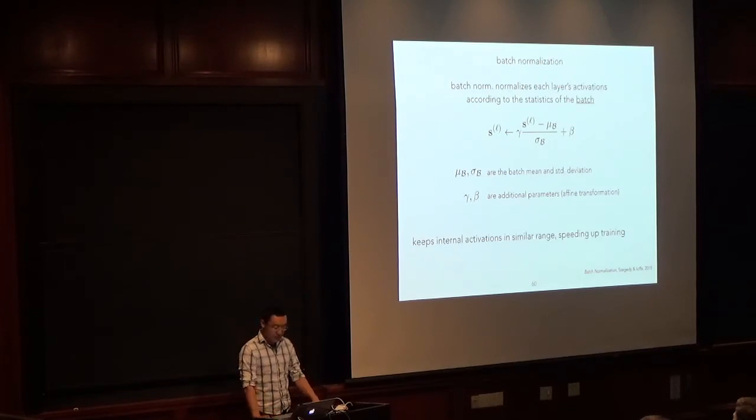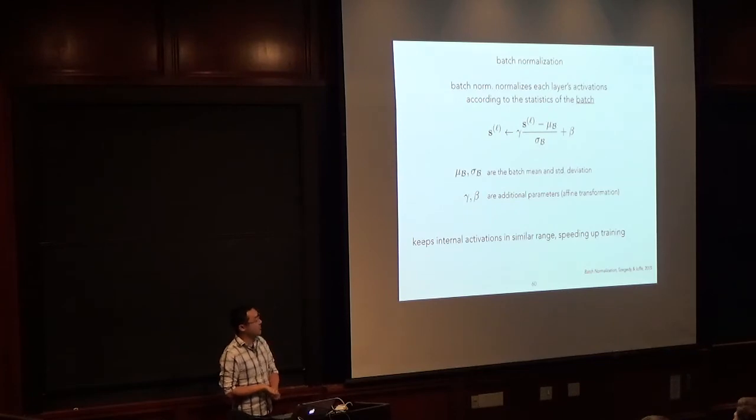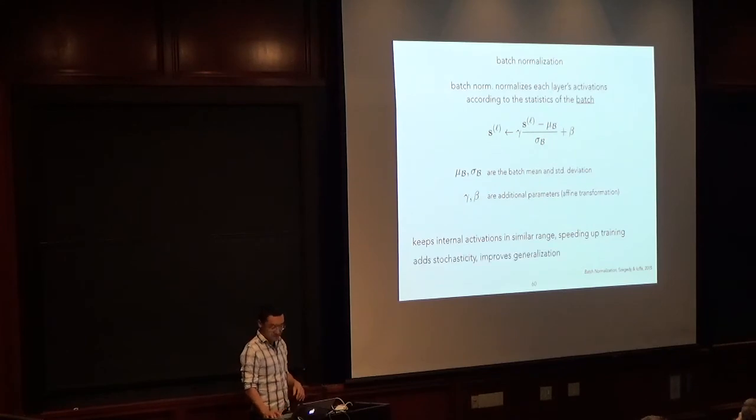Batch normalization, for reasons that are still not completely understood, was able to significantly speed up training of neural nets. So, we're doing this transformation of each layer's activations while we're doing stochastic gradient descent. And there are some reasons that people have tried to study that explain why this works.